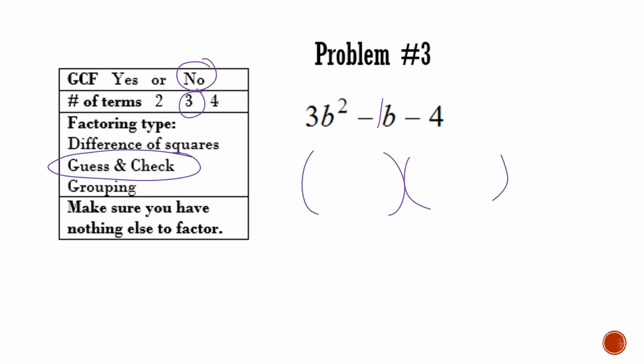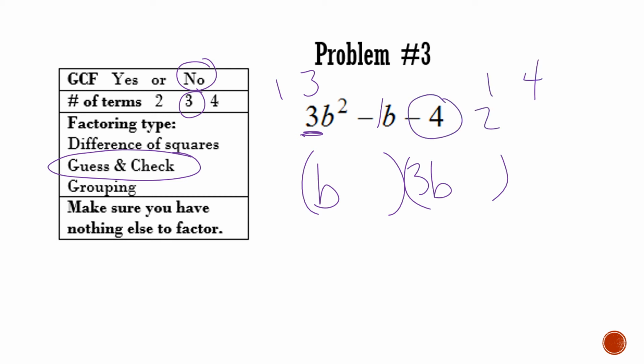So I am going to split it into my 2 parentheses. Notice this time we have that front number. So in order to get 3b squared, the factors of 3 are 1 and 3. So I'm going to have a b and a 3b. And now I still want to look at those factors of 4.